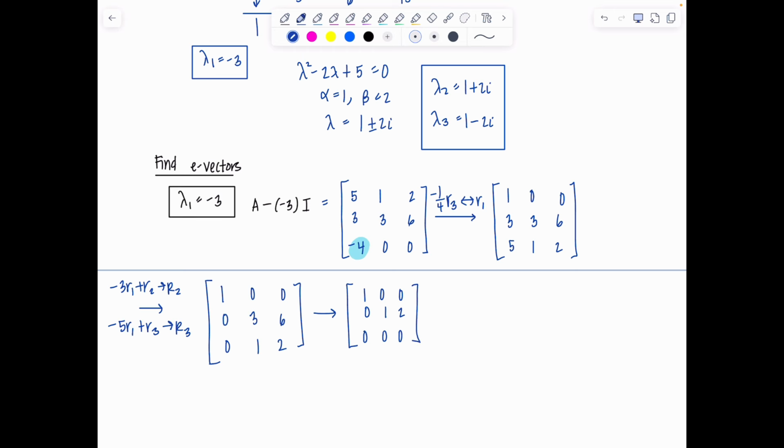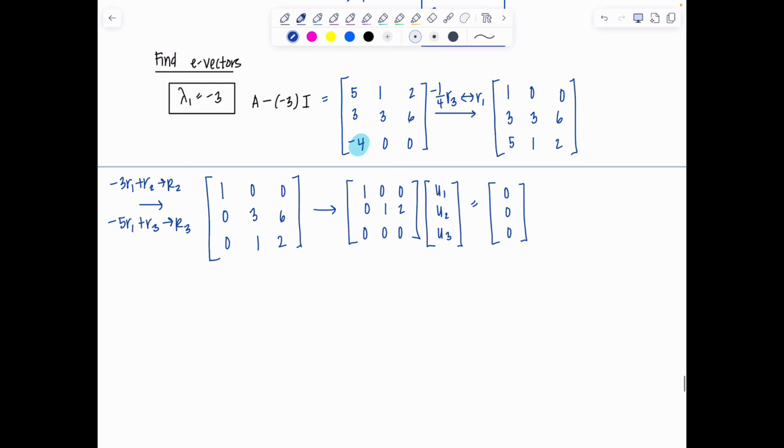If you don't get a row of zeros at the bottom, what happened? You're wrong. Very good. So this times u1, u2, u3. It's kind of reassuring, right? When it happens, you're like, oh, I'm on the right track. Equals 0, 0, 0.